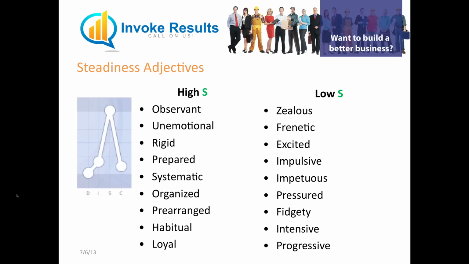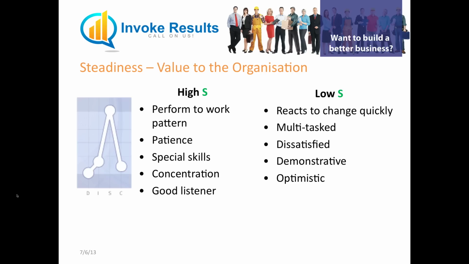Whereas your low S, because they get bored easily and they're looking for change, can be quite zealous. They're pretty frenetic and excitable, impulsive, impetuous. They often appear like they're under pressure all the time, but they love that. They put themselves under time restraints and pressures because it drives them. They're quite fidgety, intensive, and progressive.